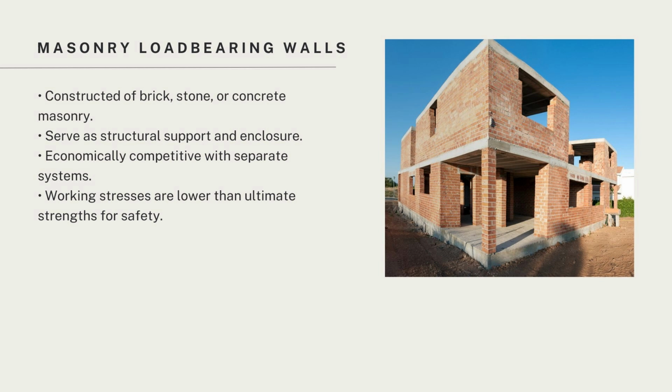So, first, we need to define what a masonry wall is. Now, there are different types, but the first one is a masonry load bearing wall. So, these walls are constructed of brick, stone, or concrete masonry. They serve as structural support and enclosure. They're economically competitive with separate systems, and the working stresses are lower than ultimate strengths for safety reasons.